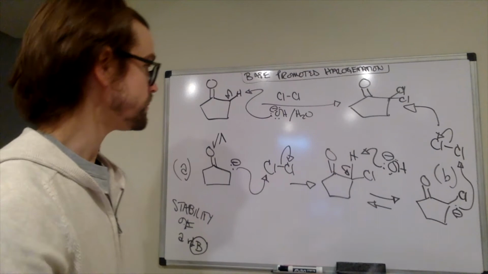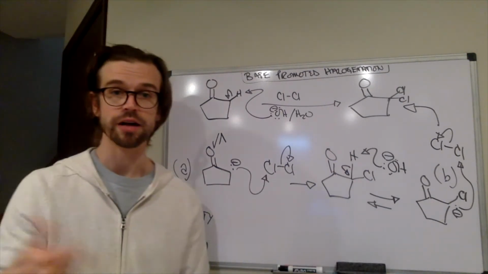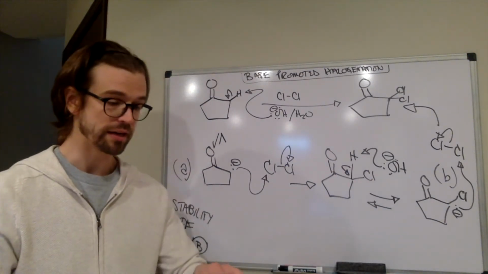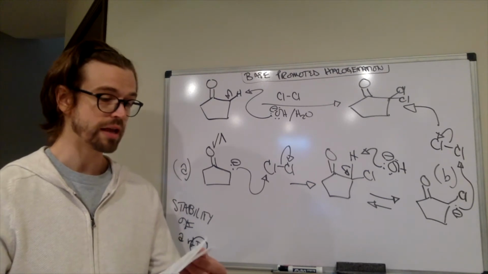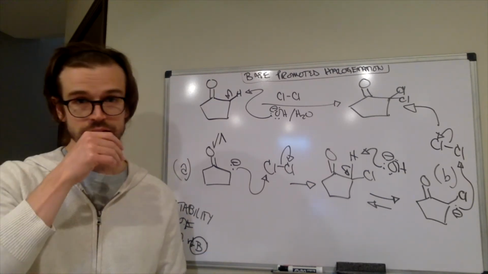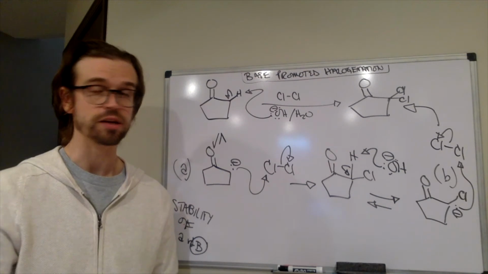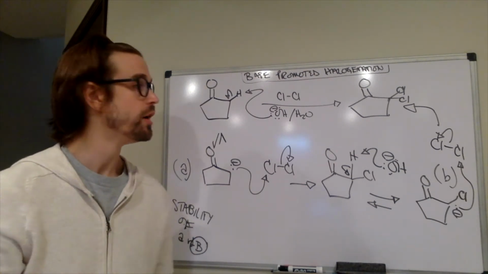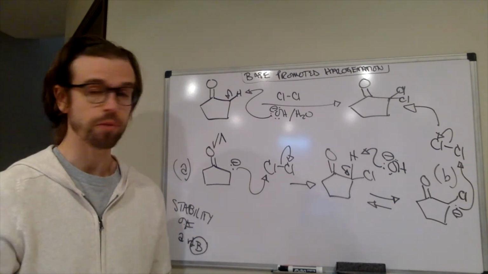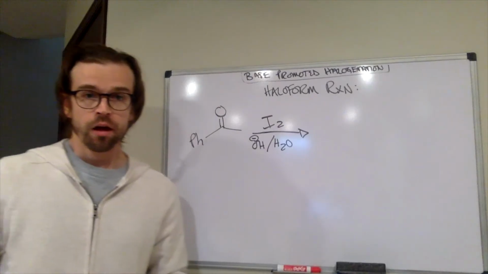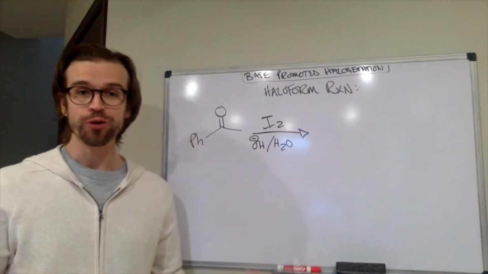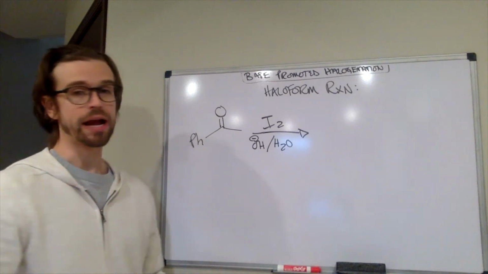So we can halogenate under acid-mediated or base-mediated conditions, but they do different things specifically with the number of halogens that would be added to the molecule. So yeah. All right, so that brings us to a new reaction called the haloform reaction.